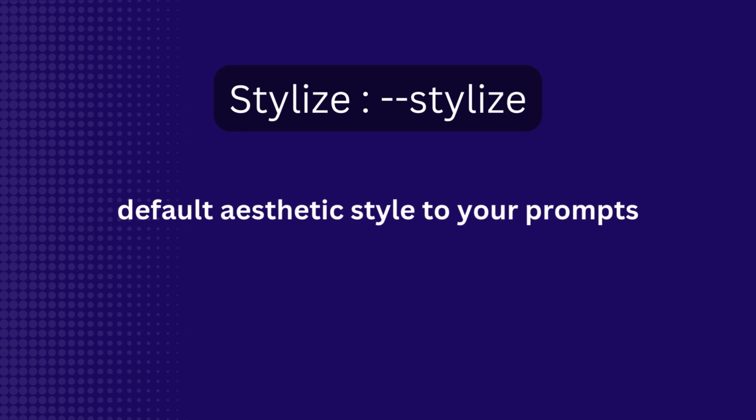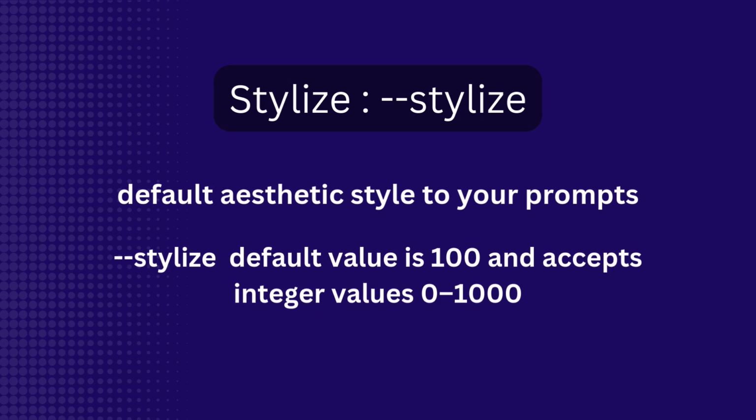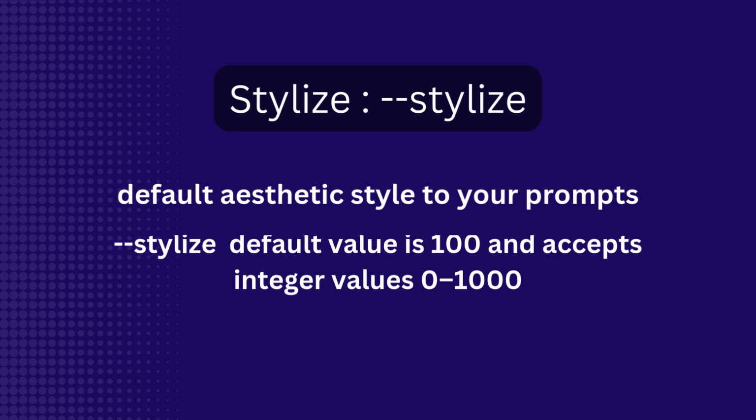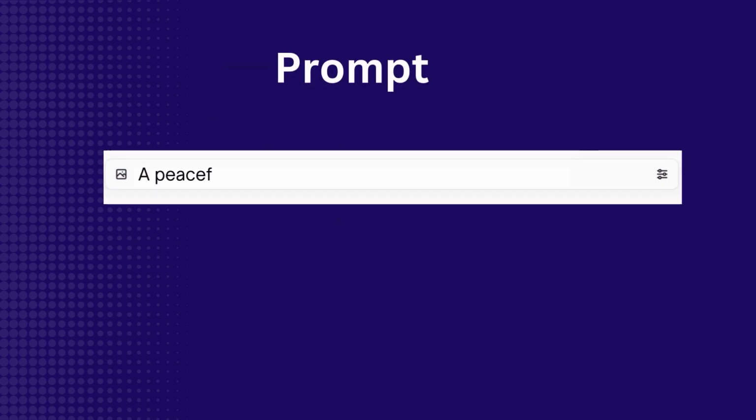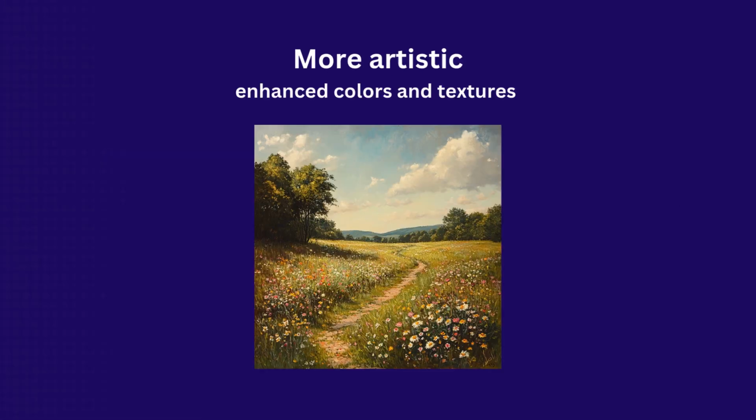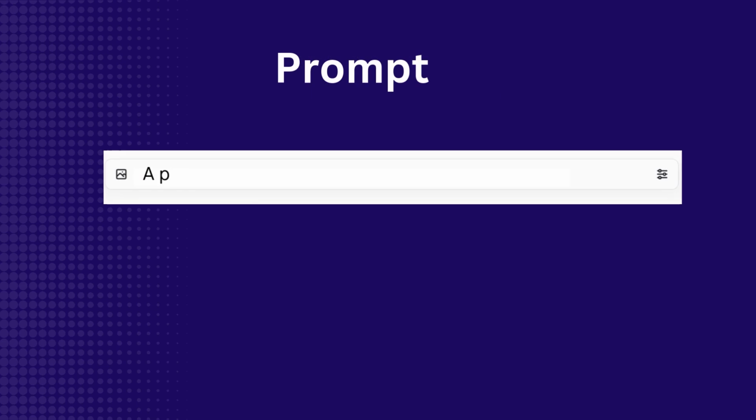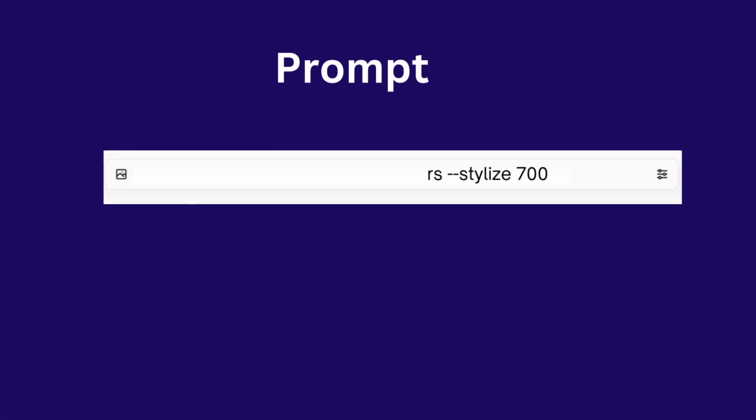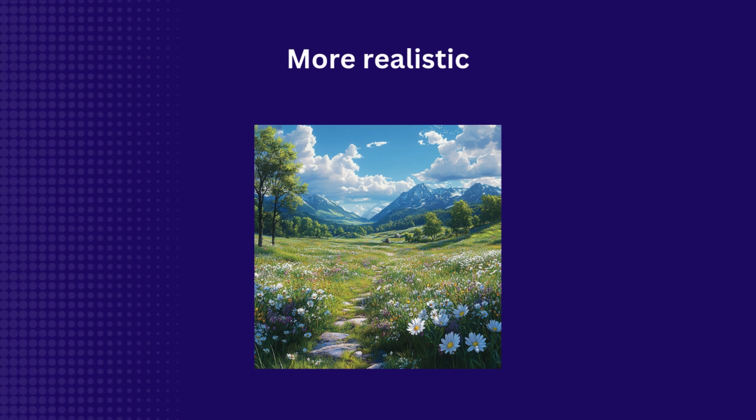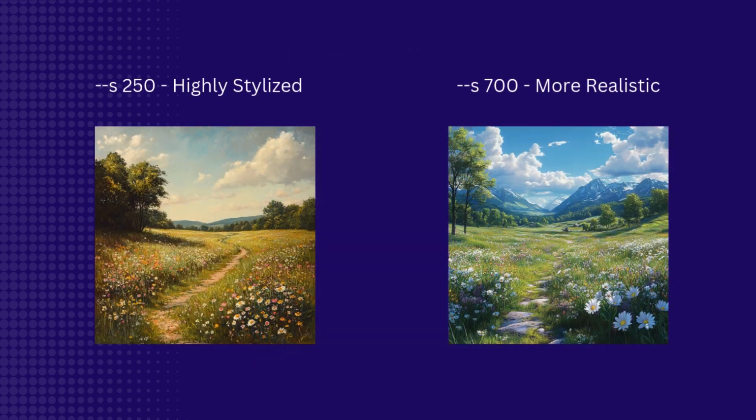Higher values create more artistic, abstract results, while lower values produce more realistic, literal images. Examples. Prompt: a peaceful meadow with wildflowers, --stylize 250. Result: a more artistic and stylized image with enhanced colors and textures. Prompt: a peaceful meadow with wildflowers, --stylize 700. Result: a more realistic and straightforward representation. Adjusting the stylize parameter allows you to balance between artistic creativity and realistic depiction based on your project requirements.